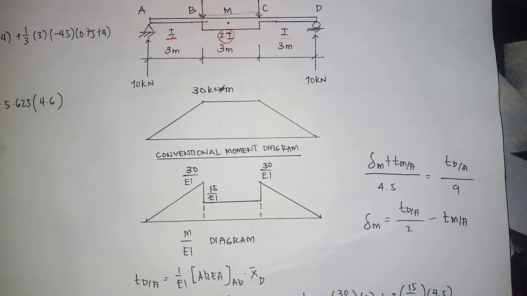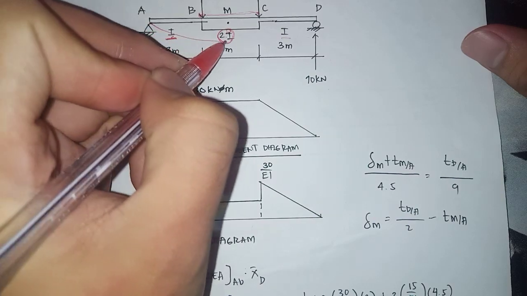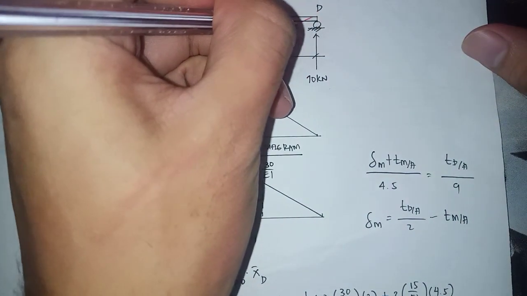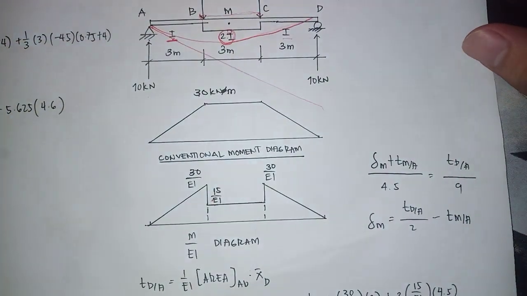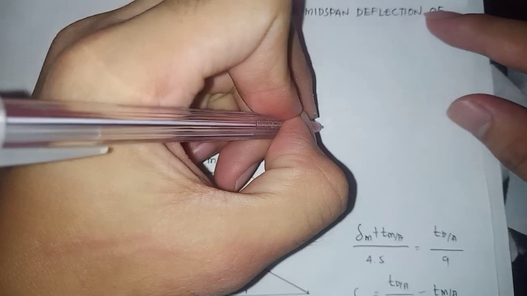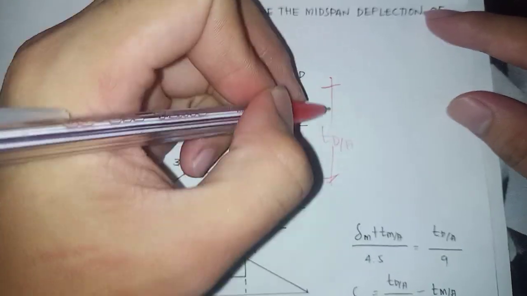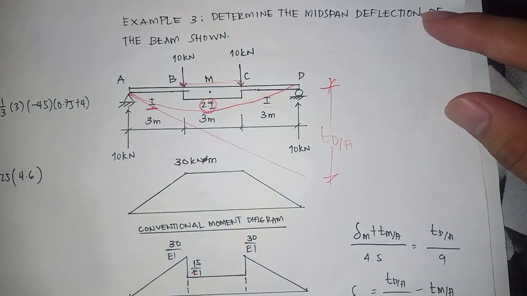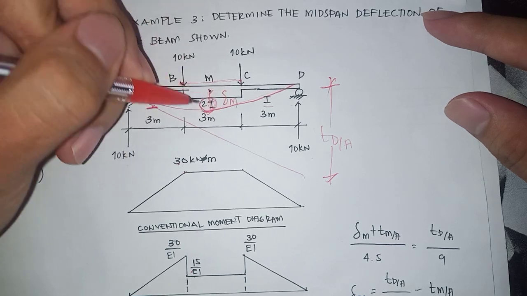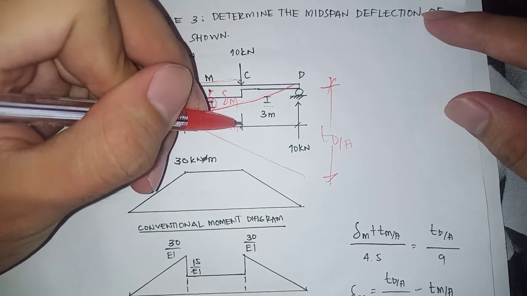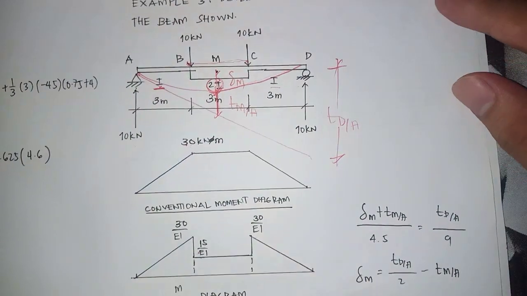Okay, so paano naman po yung solution dito? Since midspan deflection to, mabilis lang to. Pag gumawa tayo ng deflected shape dito, o yung kanyang elastic curve, ito yung tangent line drawn at point A, ito ay TDA. Yan po yung TDA. Ito yung midspan deflection, tawagin natin delta M.